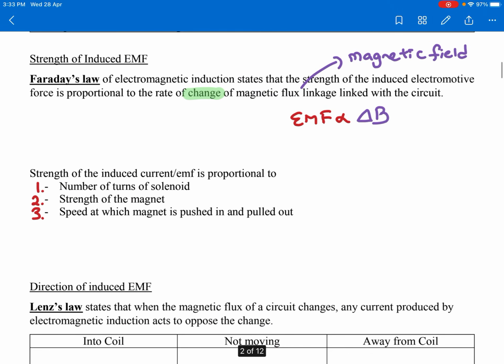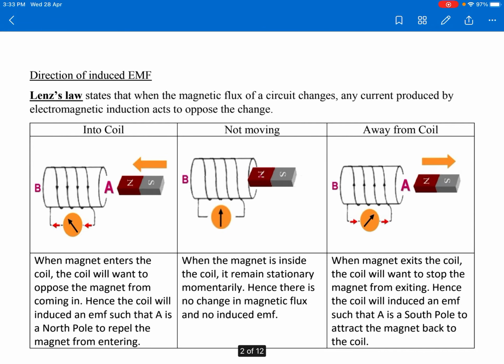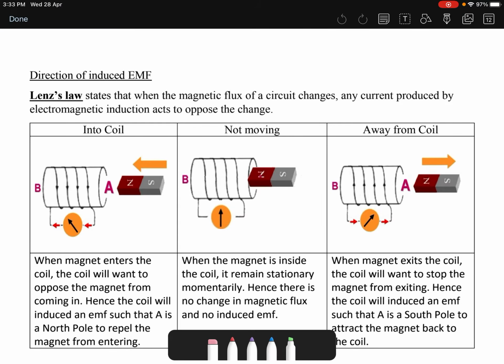Next is Lenz's law. Lenz's law tells us the direction of our induced EMF, whereas Faraday's law gives the strength of the induced EMF. EMF has not only magnitude but also direction, whether it's clockwise or anti-clockwise. Lenz's law states that when the magnetic field of a circuit changes, the current produced must act to oppose the change. So basically, the coil of wire must always oppose the change.